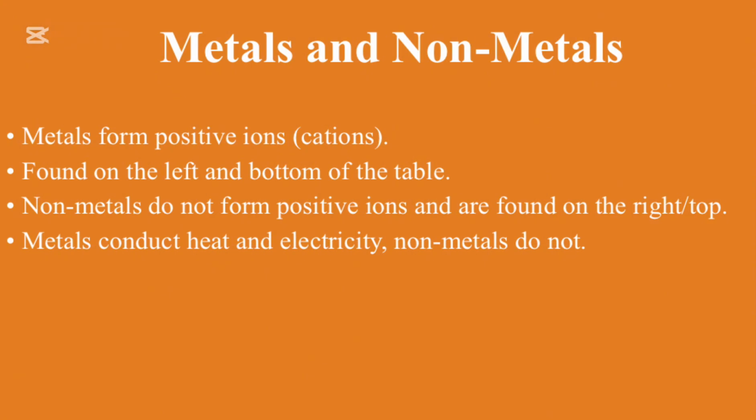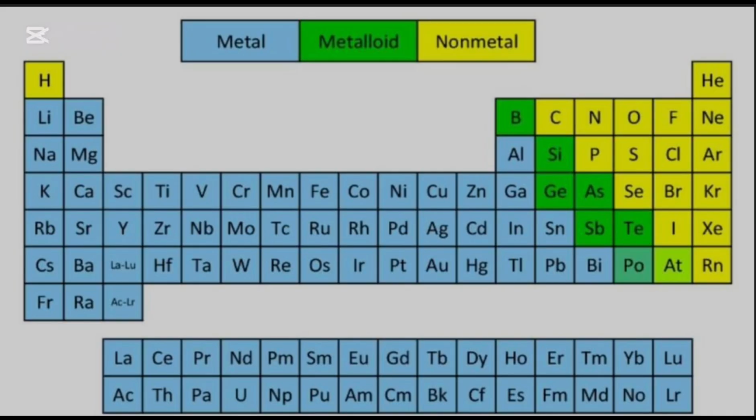Now, I will show you a periodic table that shows how metals and non-metals are classified. Here is the table, and we can see that the blue colors show the metals, the metalloids are green, and the non-metals are yellow.